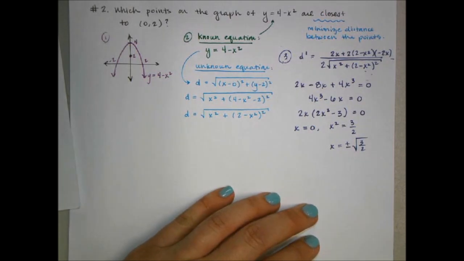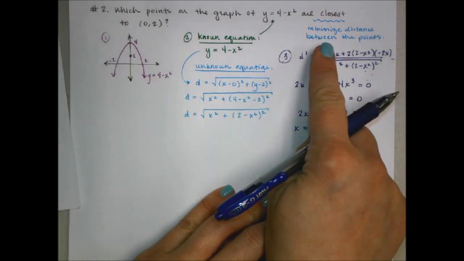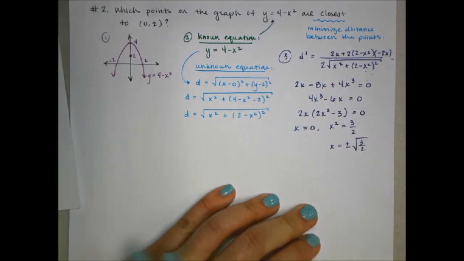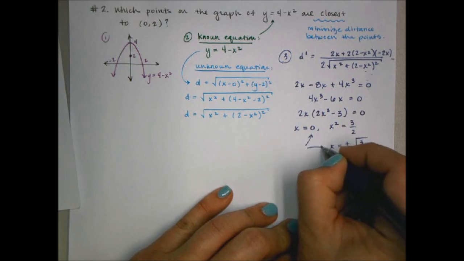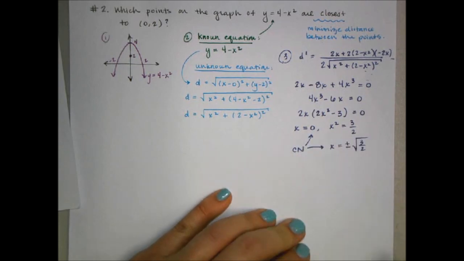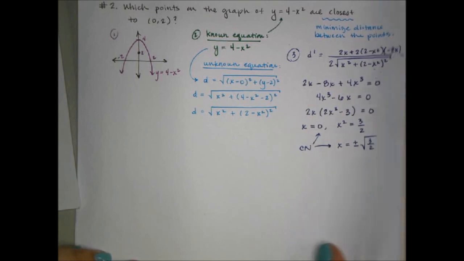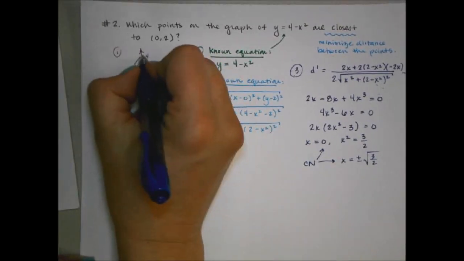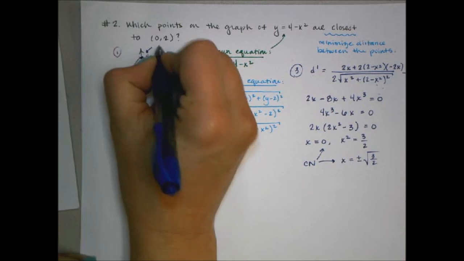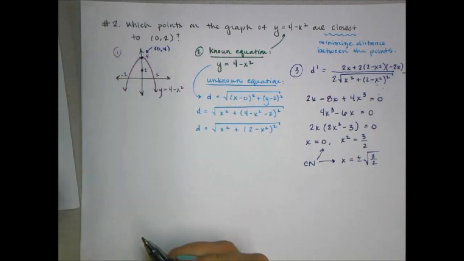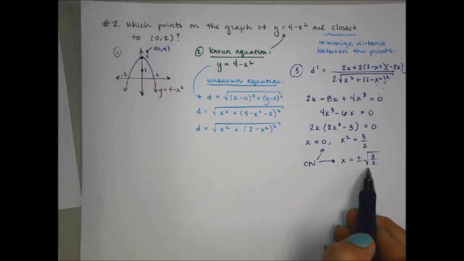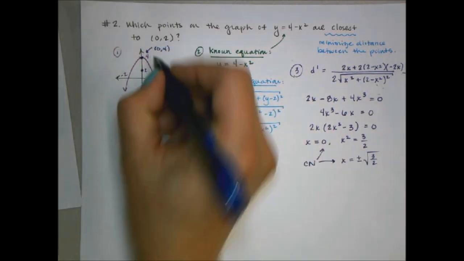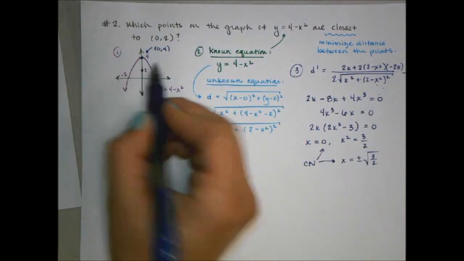So I'm looking for the closest point, the minimum distance. So out of these values, these are all critical numbers. I need to know which of them will give me my minimum. You can look at the graph and it might help you. So when x is 0, we're at the point 0, 4. And I know this distance is 2 units. I don't actually have to find the distance to know which ones are closest. Plus and minus root 3 halves, okay? Somewhere in between here and here. Those are likely going to be my closer points.